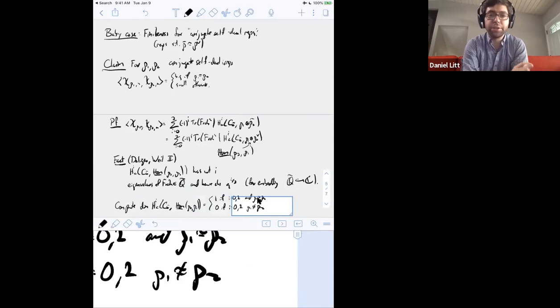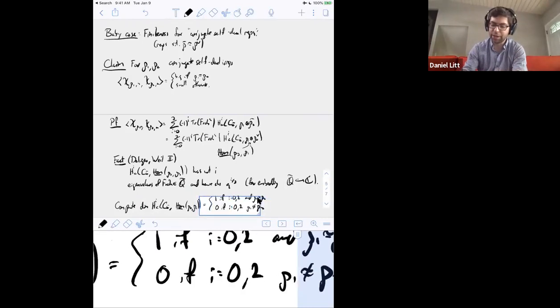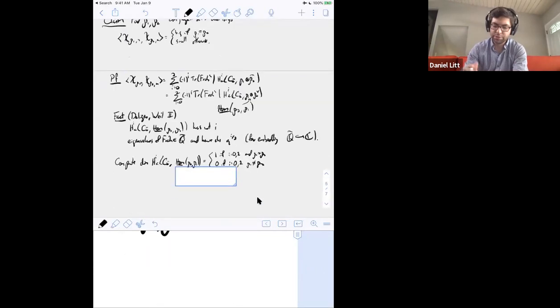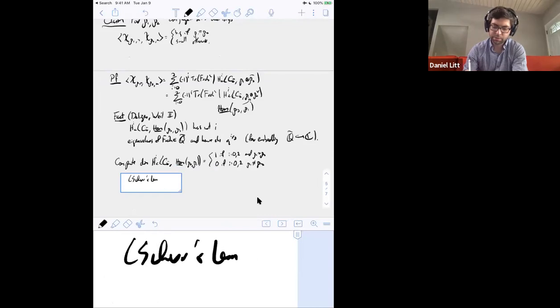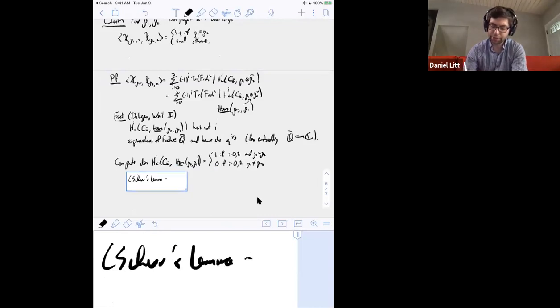So i equals 0 is pretty easy. It's just saying that you have two representations. What are the maps between them? Well, if they're irreducible, there's a one-dimensional space of maps if they're the same, and a zero-dimensional space of maps otherwise. And so that's for i equals 0, and that's like Schur's lemma. And then for i equals 2, you have to use Poincaré duality.